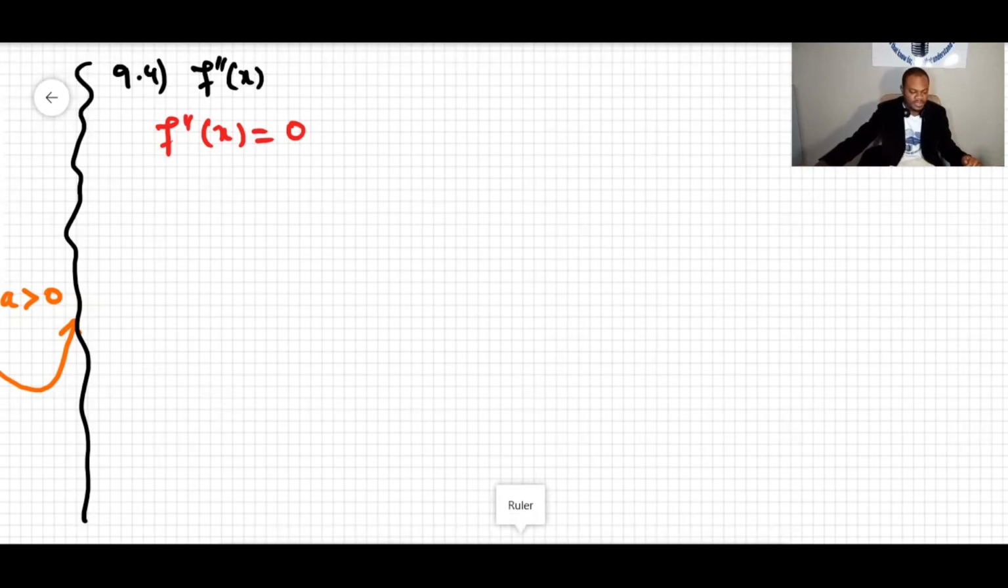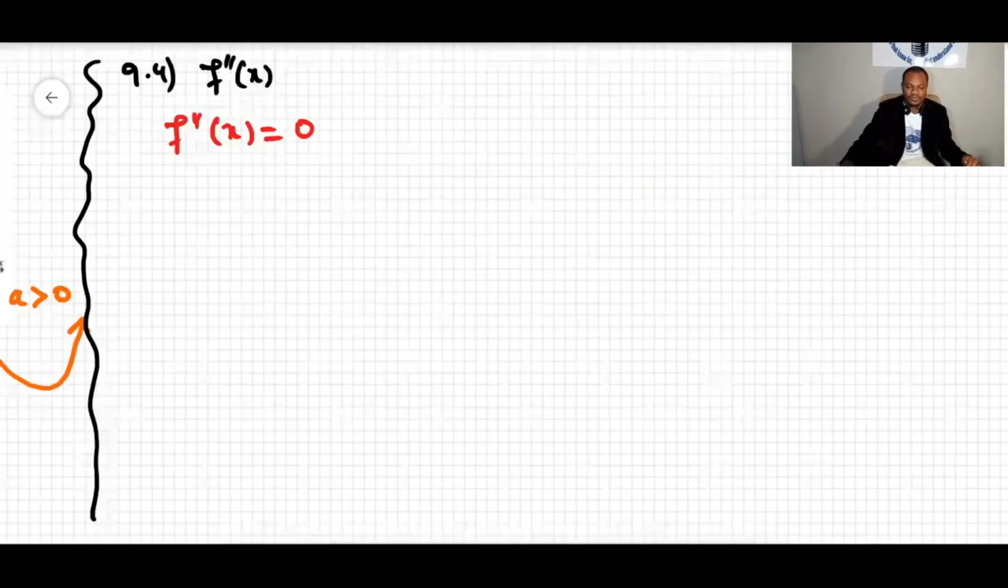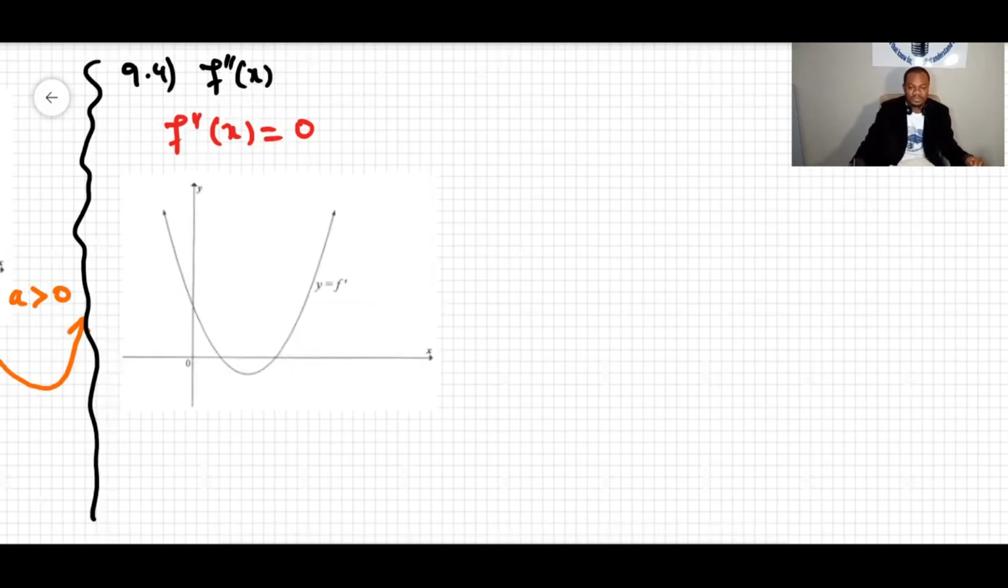From the graph, let me paste it here. As I was saying, we have the point of inflection when the second derivative is equal to 0. Now let me place the graph of f prime here. If f prime looks like this, f prime is exactly at the turning point. Or in short, f second. The point of inflection is somewhere at this point here.